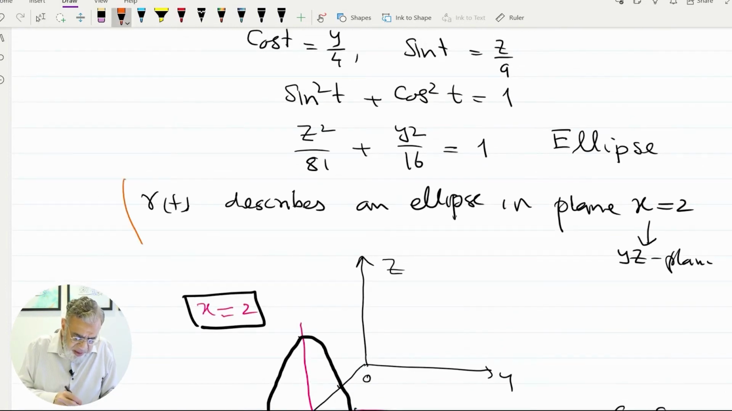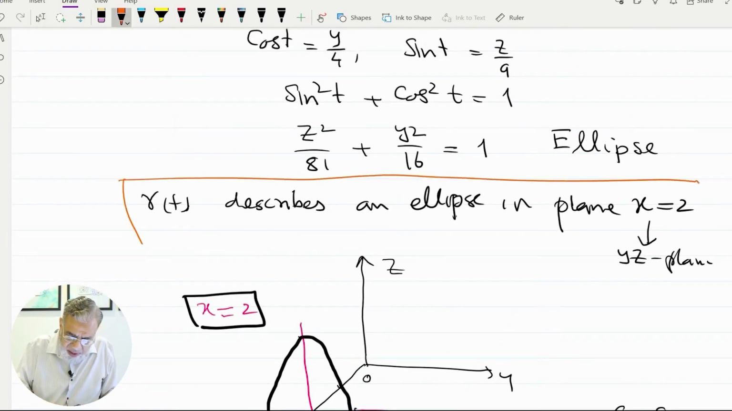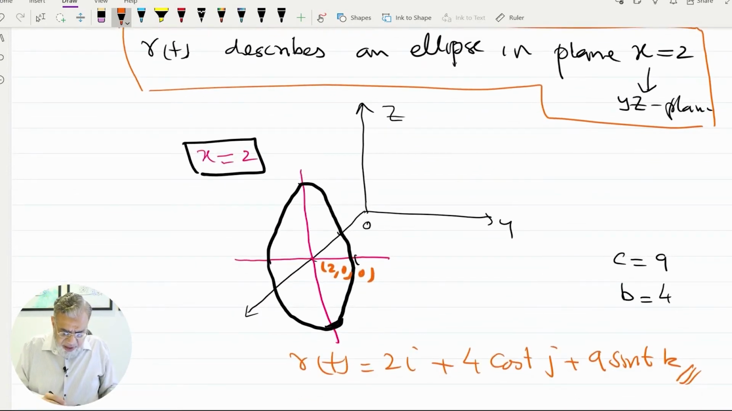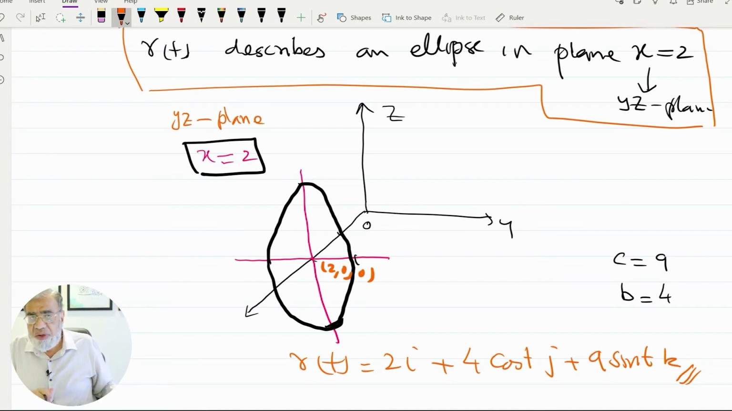That's the description: r of t is an ellipse in the plane x equal to 2, parallel to the yz plane, where we have the z and y axes. This is our yz plane. x equal to 0 is the yz plane, and this plane is parallel to it. We have 2 units out from there, and then we can sketch the ellipse on that plane, and that describes our equation.